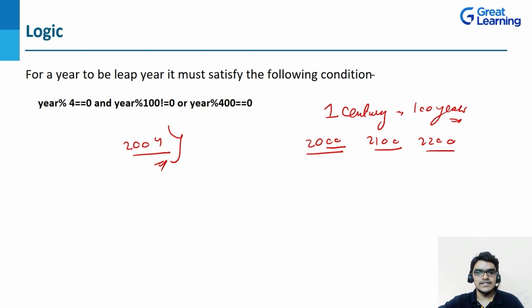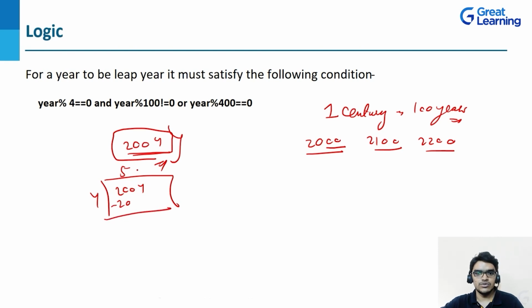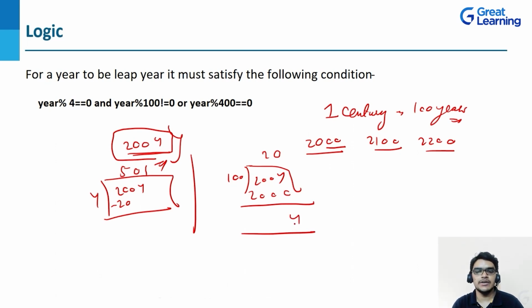So what I will write here, let's suppose this is my 2004. If I want to check whether this is a leap year or not, it must be divisible by 4. So if I am dividing it by 4, you can see that it is divisible by 4, right? Now since this is not a century year, it shouldn't be divisible by 100. If I'm dividing it by 100, it will not be divisible. I will be getting a remainder of 4. So this is the logic that I have built for a year which is not a century year. The logic is simple. It must be divisible by 4 and it must not be divisible by 100.